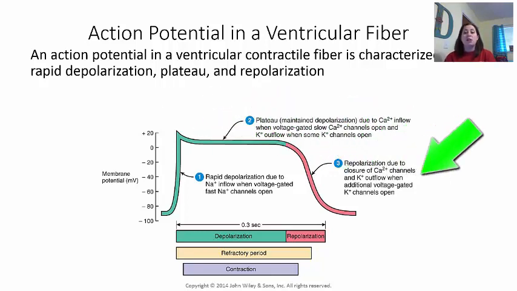Now, we cannot do a contraction of the heart again until we get back down to that negative 90, which you can see it gets back down here in the chart, and then the next contraction can take place. So guys, even though we're looking at the fact that it depolarizes, it plateaus, and it repolarizes, this whole process, if you look down here at the bottom, takes about 0.3 seconds. So it's actually a very quick process.